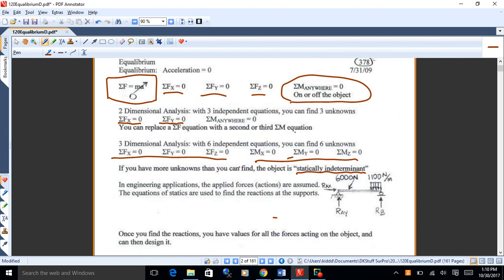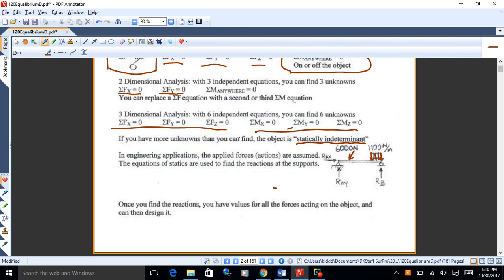Okay, so what we're going to do is use these equations to solve for the reactions. We have applied forces that we assume, and those are things like lifting loads or snow loads or wind loads or whatever the heck it is, weights and stuff like that. You assume those, and those act on your support, whatever that happens to be, a beam or a column or whatever it is. Then at the supports, you've got reactions. So you use these statics equations to find the reactions at the supports.